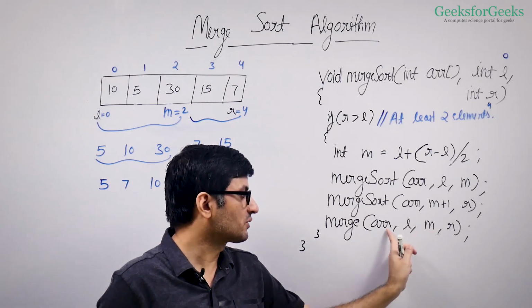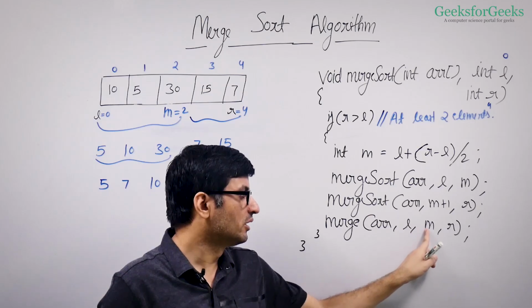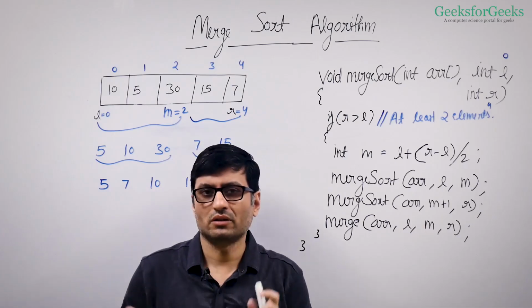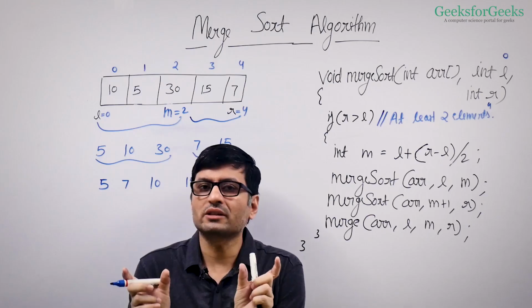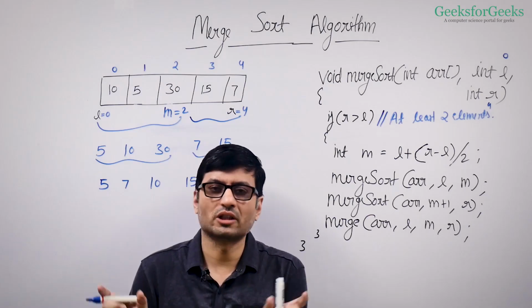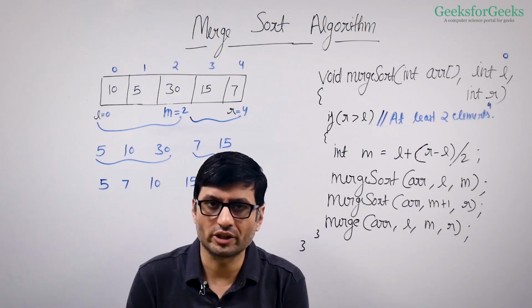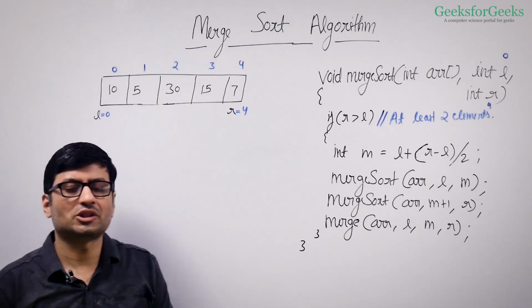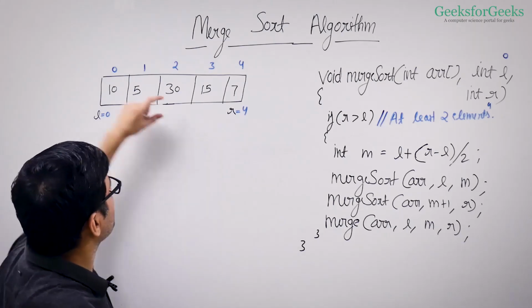And we tell this merge function that this is the point to which you need to consider the left half. And after considering these two sorted subarrays, a merge function simply does the merge logic and makes one sorted array. Let us now do a dry run of this algorithm. How does this work? So let's take this input array.